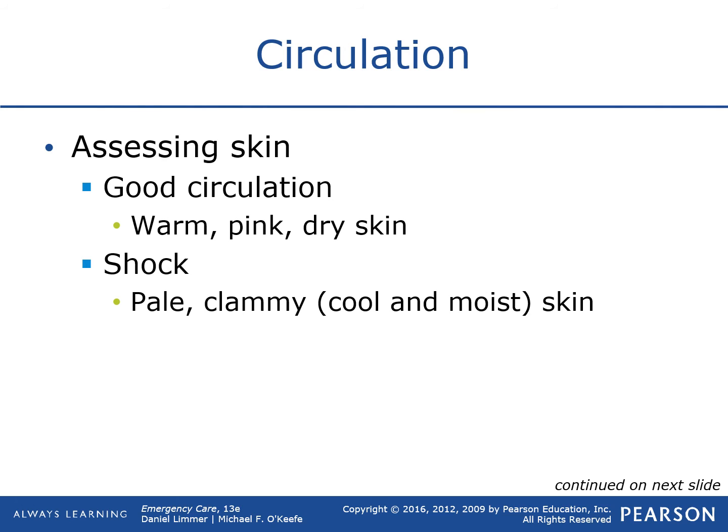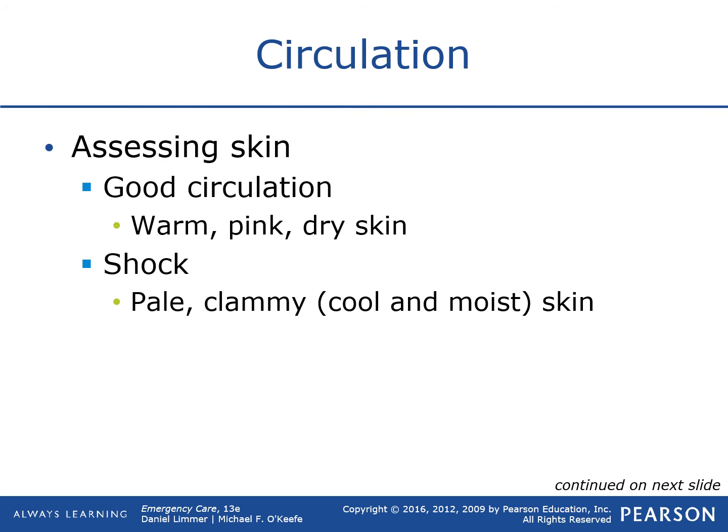Then moving on into circulation. There's two or three big things that you want to check with your circulation. You want to check your skin condition. So if the skin is warm, pink, and dry, that indicates that we have good circulation happening. So that is a normal vital sign, just so you know when we're checking skin. Warm, pink, and dry is what we're looking for. Any deviation is usually not good.